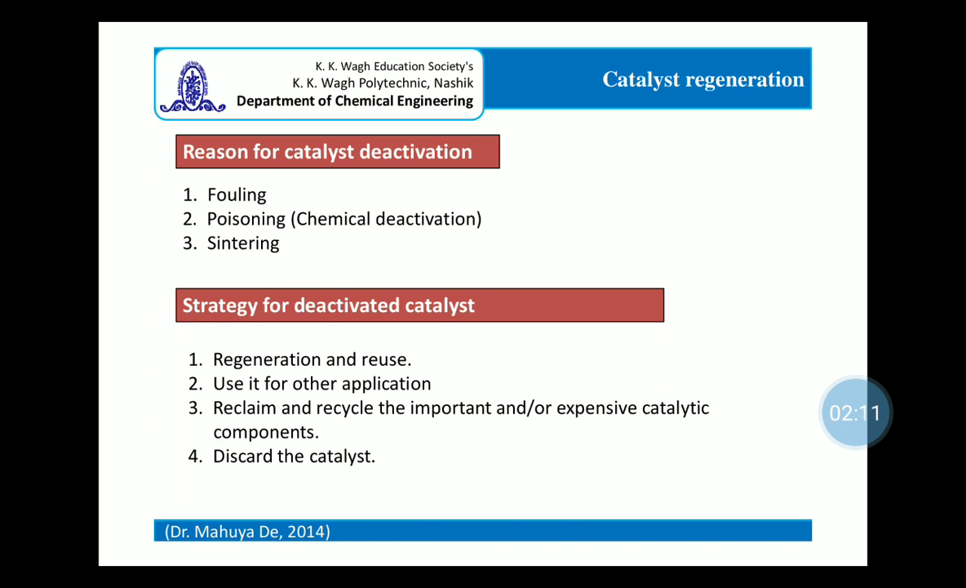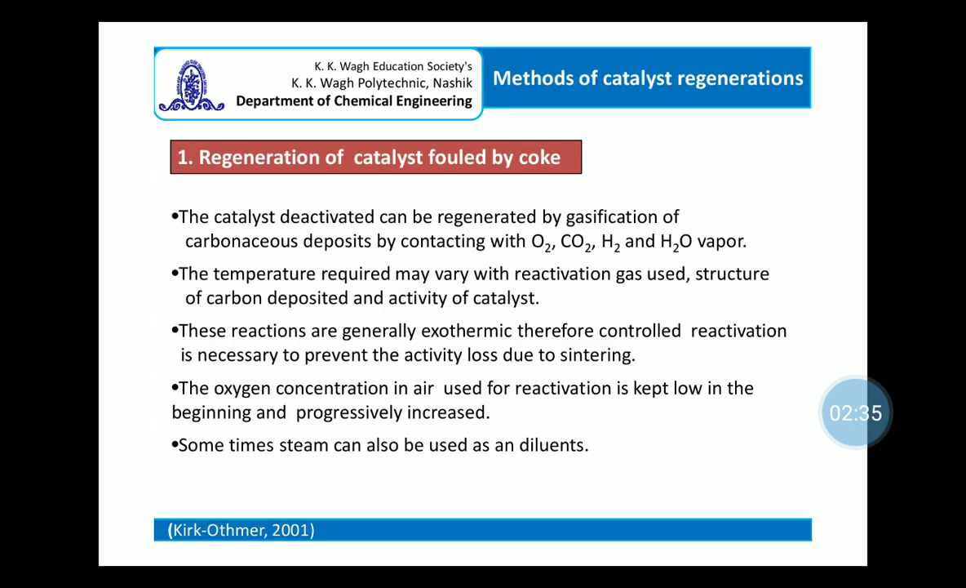Now what are the typical strategies adopted? Regeneration and reuse, or use it for other applications. Reclaim and recycle the important or expensive catalytic components, when noble metals like platinum and silver are used. And discard the catalyst if no other option is possible, but that is the last resort.